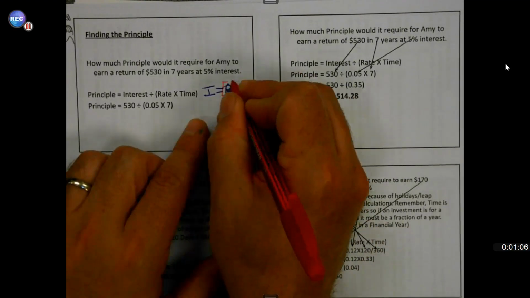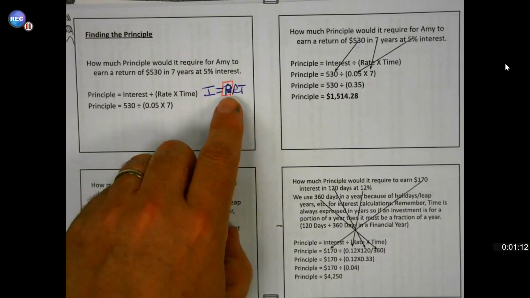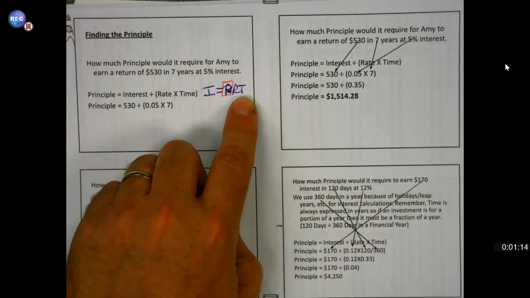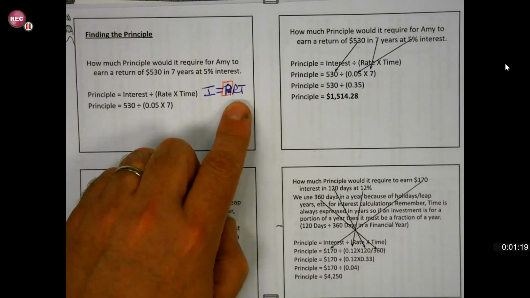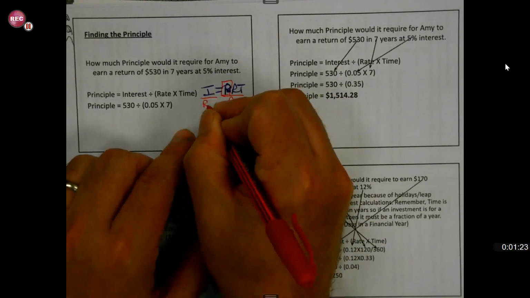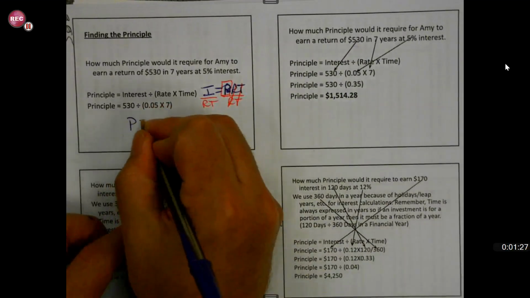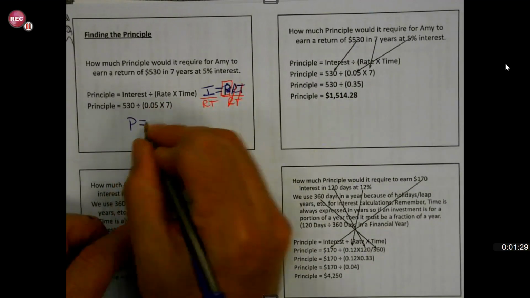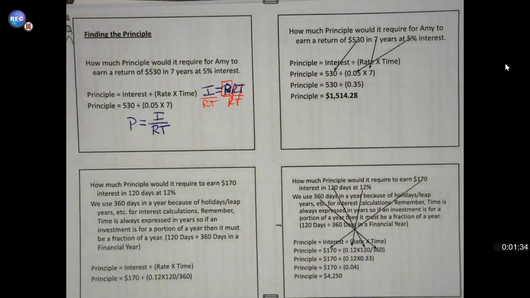If I want to solve for the principal, and we're doing this like a math equation, I'm multiplying it times rate and time. What's the opposite of multiplying something? Division. So I could say that principal equals interest divided by rate times time.